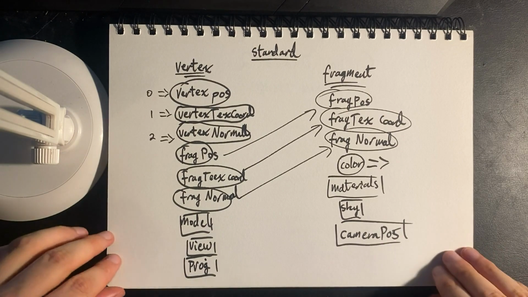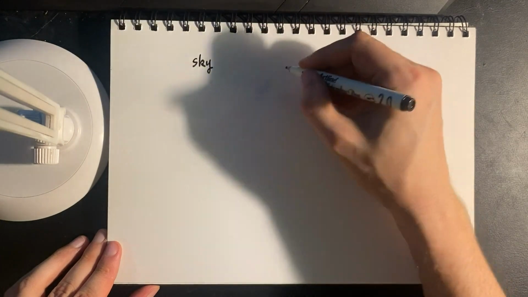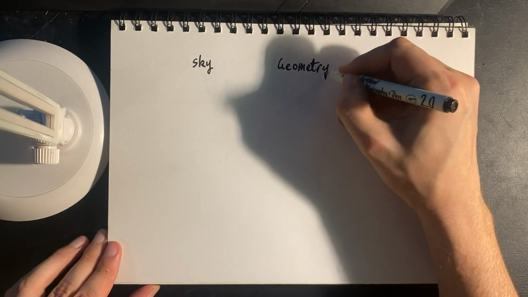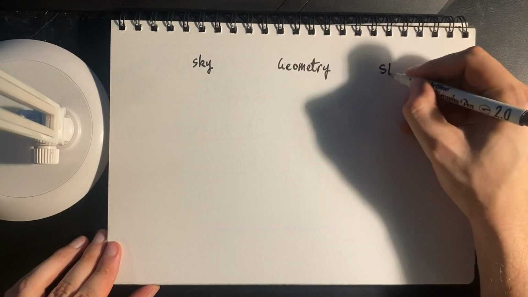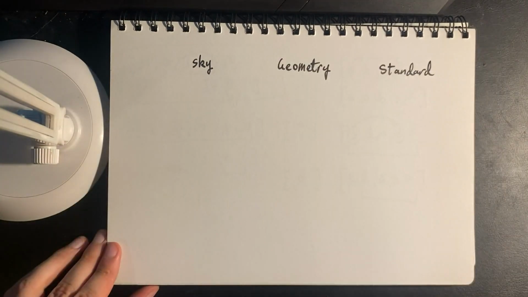Now, even more important is how do we get these things working together? We are not working with one pipeline anymore. We're actually working with multiple pipelines. So the first thing I'm going to do is draw the sky, and then I'm going to draw the geometry, and then I'm going to draw everything else. I'm just going to say standard, like all the 3D objects.